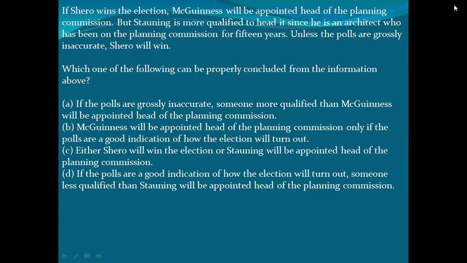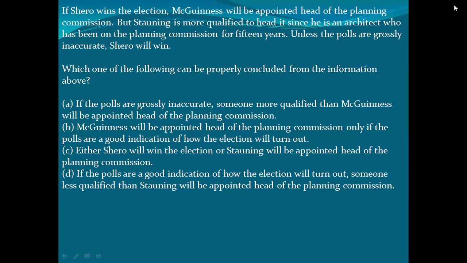Either Shero will win the election or Stoning will be appointed head of the Planning Commission. On what basis did you arrive at this conclusion? Can you explain it? I'm not saying it's right or wrong. I just want to know the reasoning that you undertook. Sir, the first and the fourth thing are going parallelly. The names are mentioned, but it is written someone less qualified, someone. They are like parallel parameters.